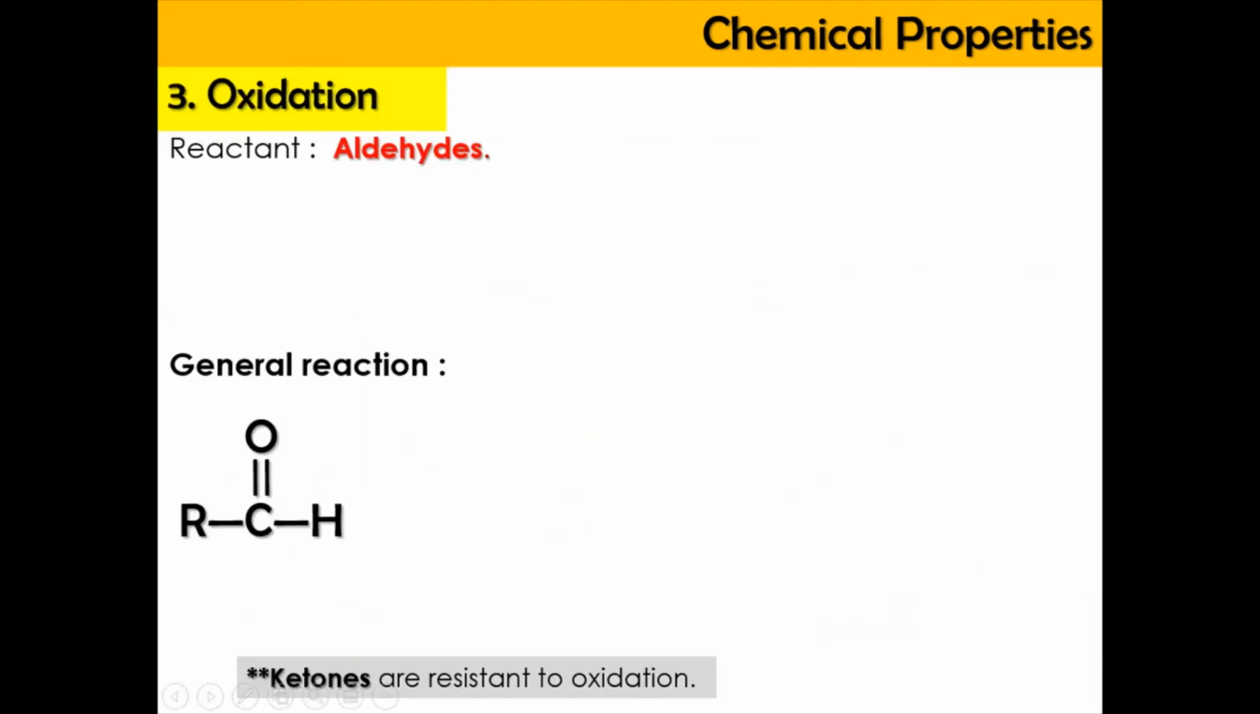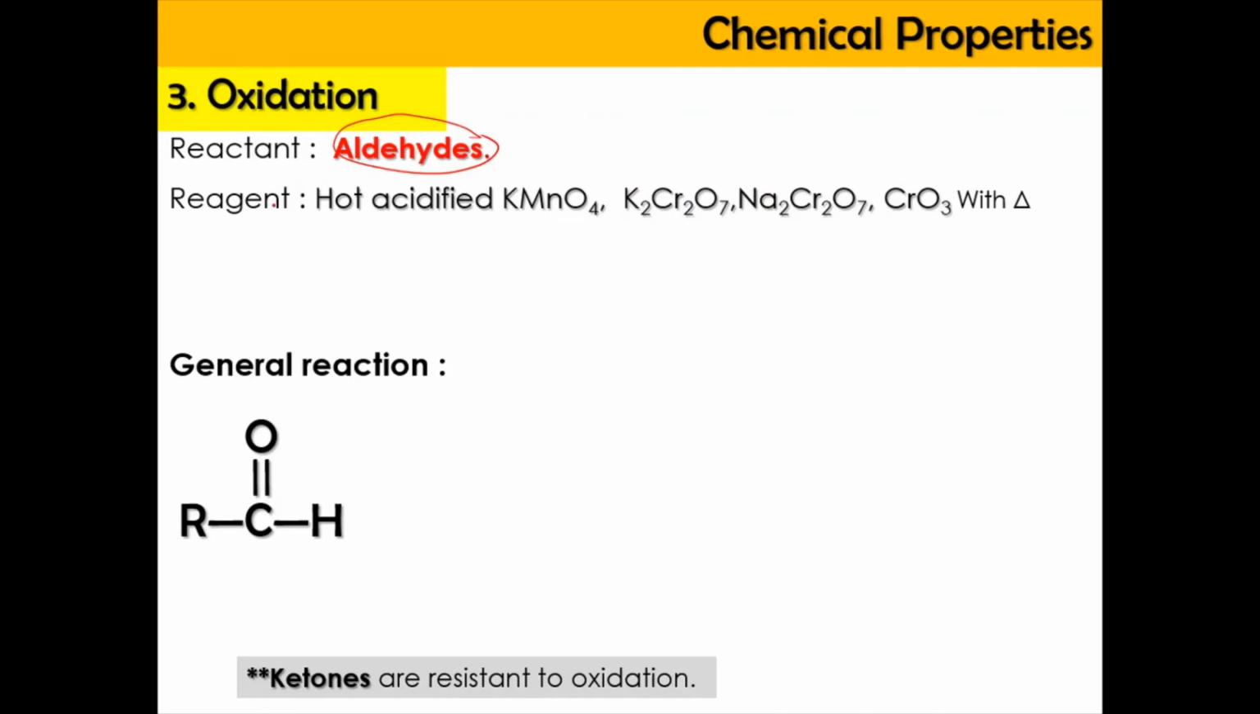Okay. Now for the oxidation reaction, the carbonyl, which is the aldehyde, will undergo oxidation, and this is going to happen when there is a strong oxidizing agent. For example, the hot acidified KMnO4, or the potassium dichromate, sodium dichromate, or the chromic acid in the presence of heat. The product of the oxidation reaction of an aldehyde is going to be a carboxylic acid.